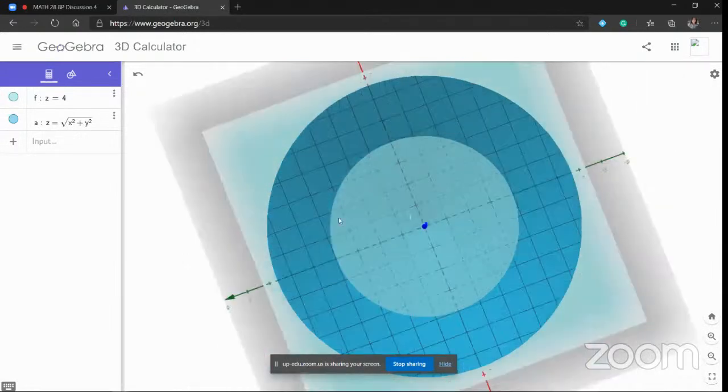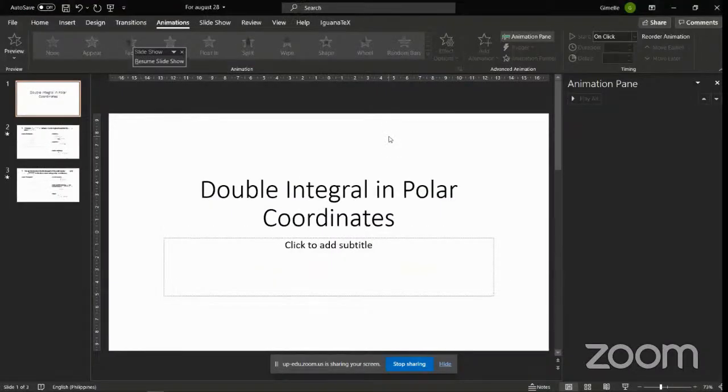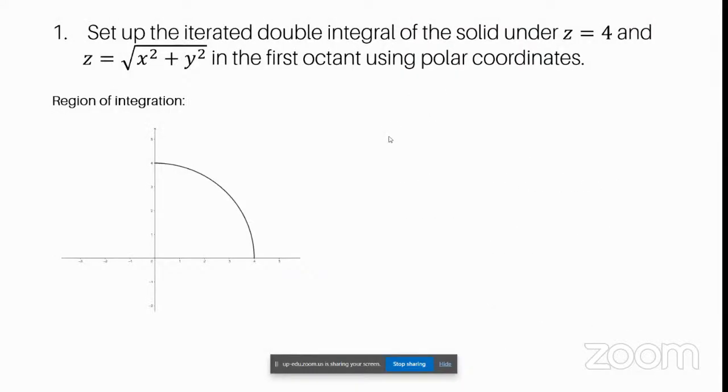Mapapansin nyo na circle yung kanyang projection sa polar plane. Pero since first octant lang, yung 1/4 lang nung circle yung titignan natin. So, hanapin muna natin yung region of integration natin. Quarter of a circle lang po yung ating region of integration, and the equation of this circle is x squared plus y squared equals 16. So ang radius niya ay 4.